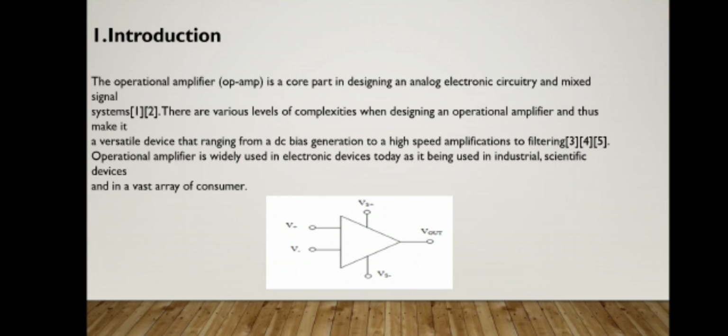Introduction. The operational amplifier, which is also called an op-amp, is a core part in designing analog electronic circuitry and mixed signal. There are various levels of complexity when designing an operational amplifier, which makes it a versatile device, ranging from DC bias generation to high-speed amplification to filtering. The operational amplifier is widely used in electronic devices today, in industrial and scientific devices and a vast array of consumer products.